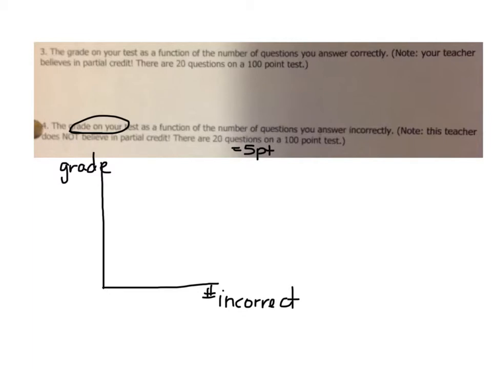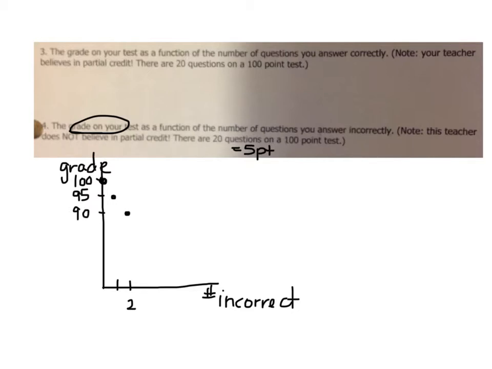Okay. If I get 0 incorrect, my grade's going to be a 100. If I get 1 incorrect, my grade's going to be a 95. If I get 2 incorrect, my grade is a 90. And I think you can see what's happening here.